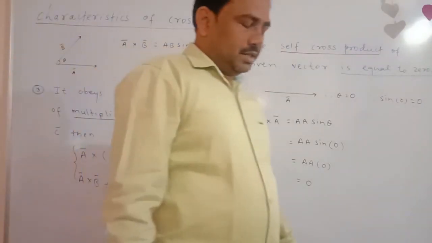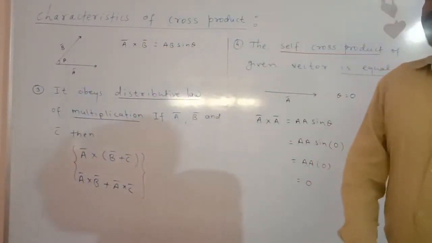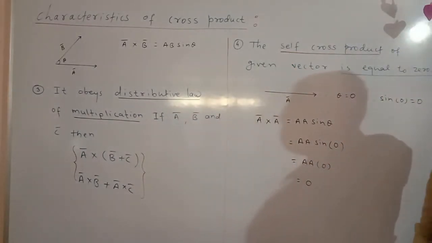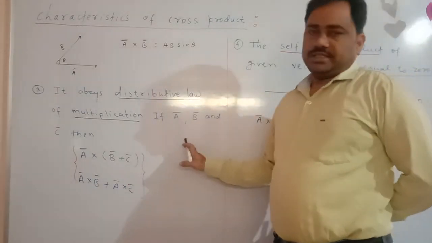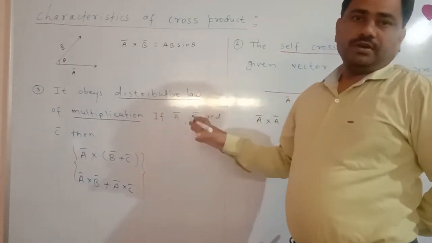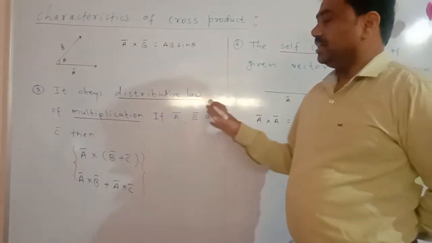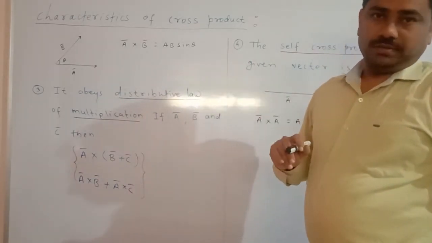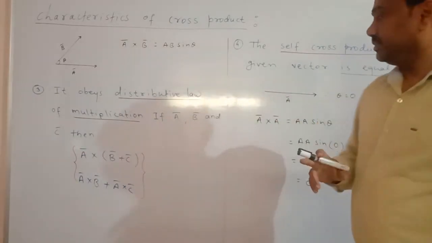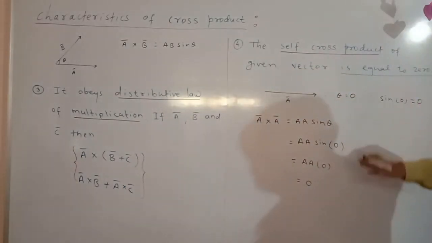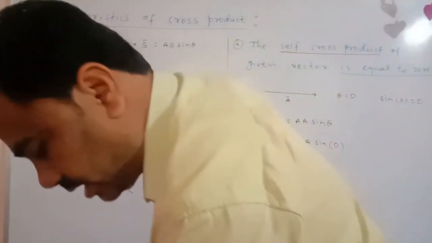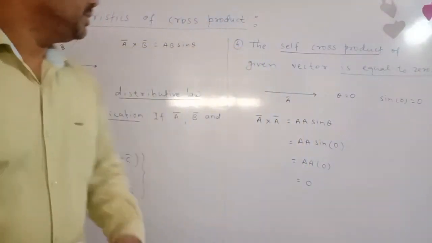You should remember these characteristics we are discussing now. Again, in cross product, it obeys the distributive law. First of all you have to remember this, but it does not obey the commutative law of multiplication, which we have seen in our previous videos. After that, the self cross product is always equal to 0, and this is the proof of that. Now let us discuss the next characteristic.